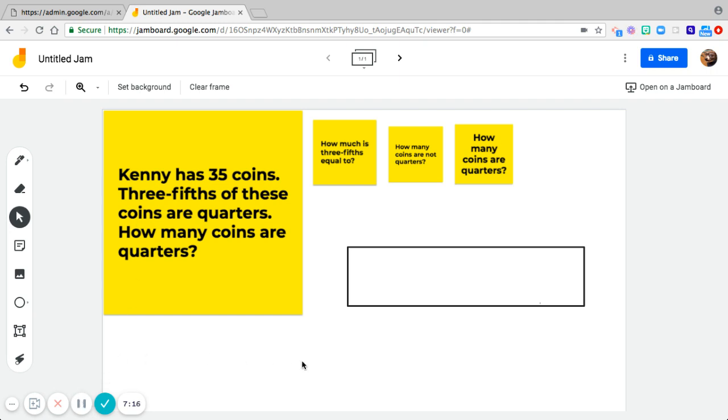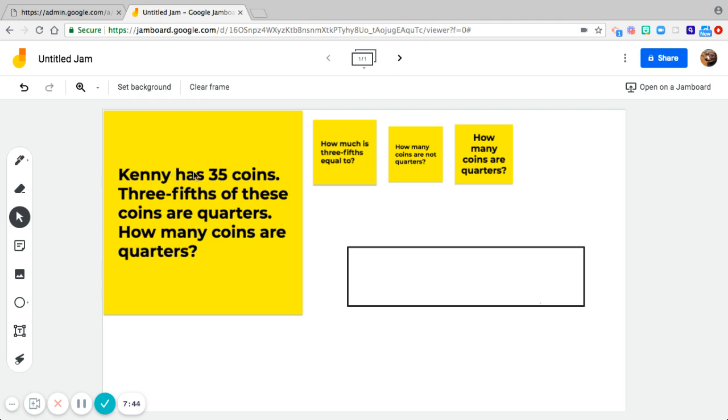Now, the method that we are going to use today is something called a tape diagram. Last time we used an array. This time we're going to use a tape diagram. As you can see, I already started to construct the tape diagram right here, and it is in a rectangular shape. Now, let's go back to the word problem.